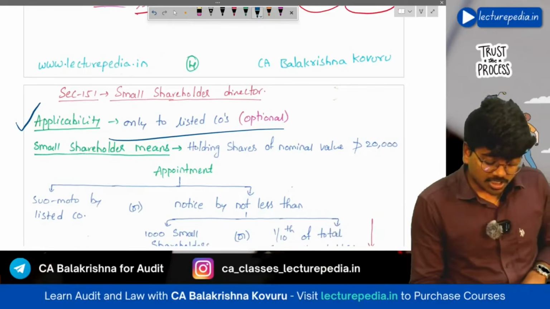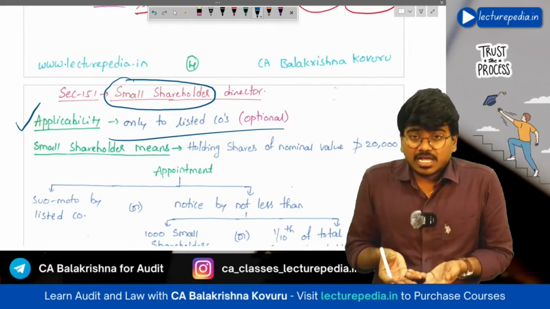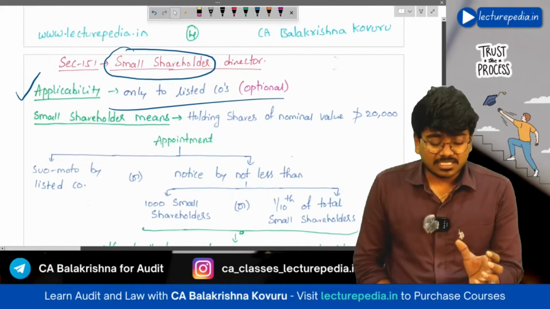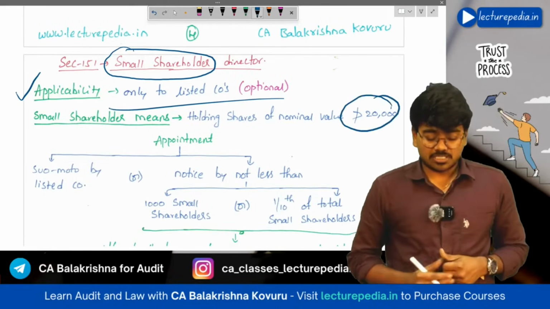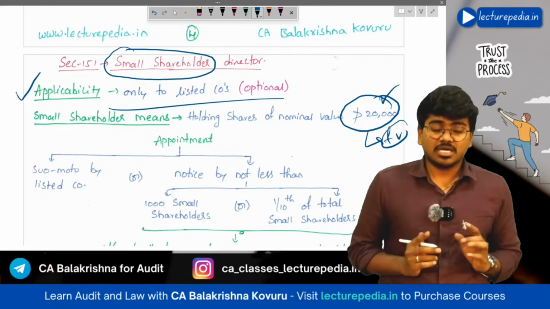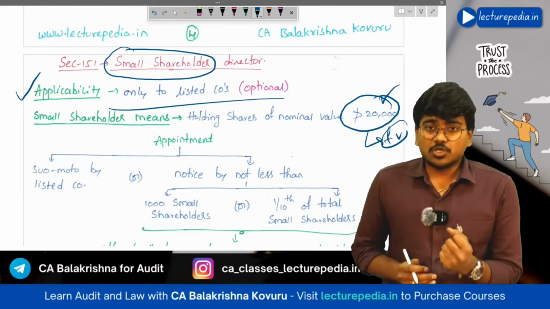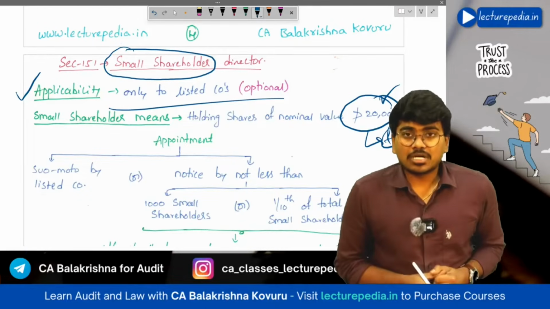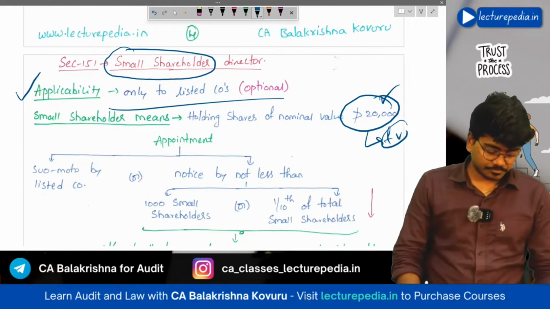Now, who are small shareholders? When will you call a particular shareholder a small shareholder? See, if the shareholder holds shares of value not more than 20,000 rupees. This 20,000 rupees is face value, not market value. Shareholders holding shares of value less than or equal to 20,000 face value will be known as small shareholders. This is the definition of small shareholder.